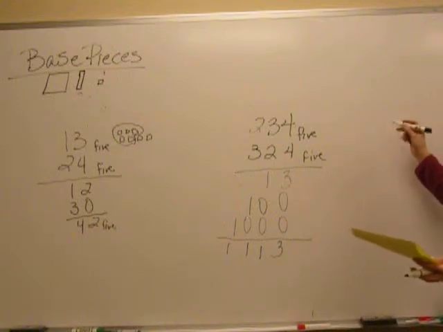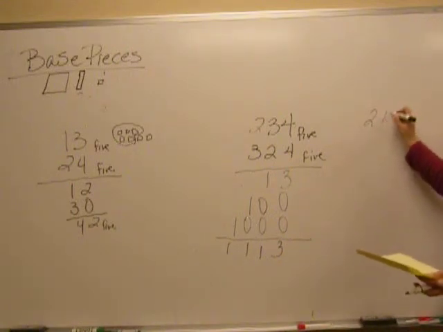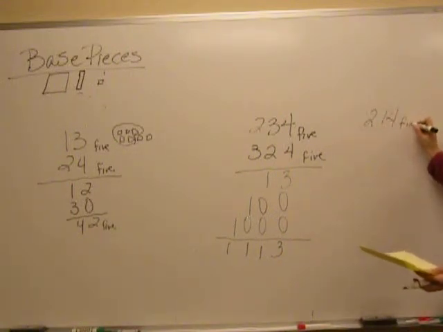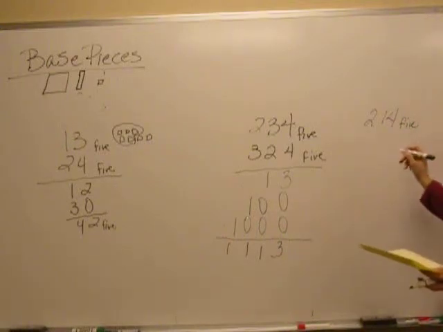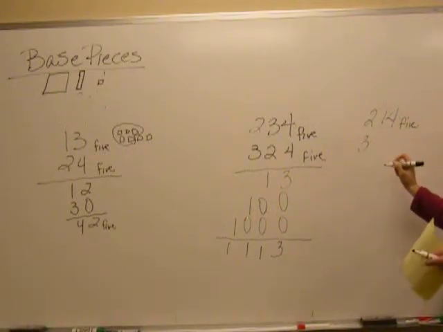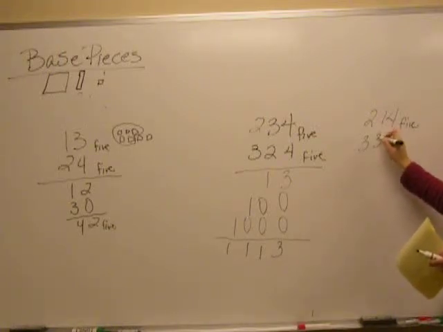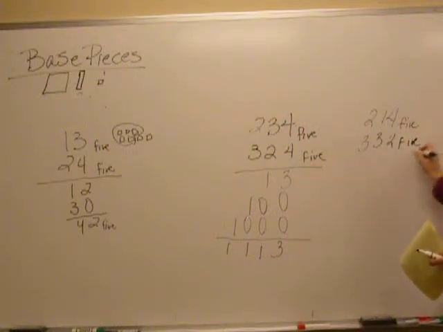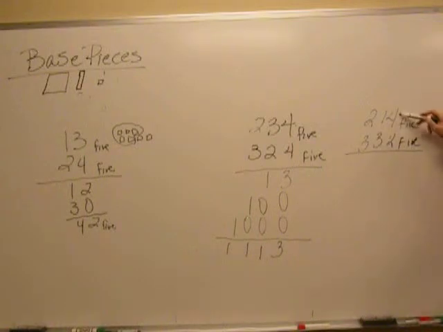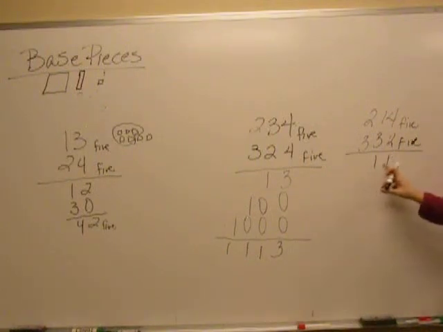What if we did 2, 1, 4 base 5, and 3, 3, 2. Okay. All right, so one more time. 4 and 2, it'd be one group of 5 with 1 left over. Okay, so it'd be 6, which is a group of 5 with 1 left over, so a long and a unit.